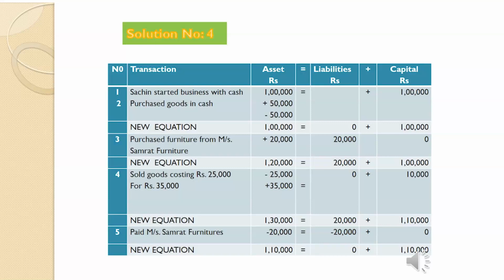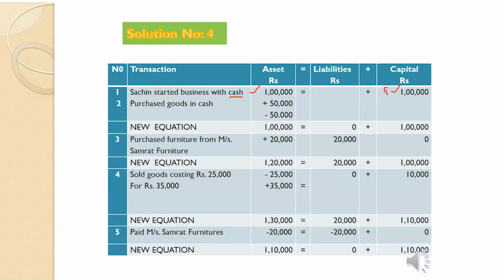Let us see the solution for this problem. First transaction is Sachin started business with cash. Here what are the accounts involved? One is cash account and another one is capital account. Cash is related to asset, so we write 1 lakh in the assets column. Then the amount of capital increases, so add 1 lakh.